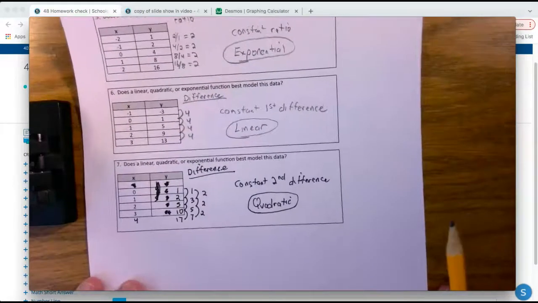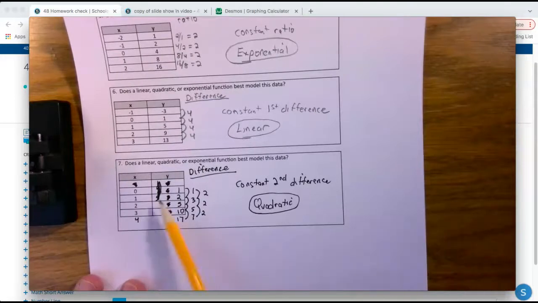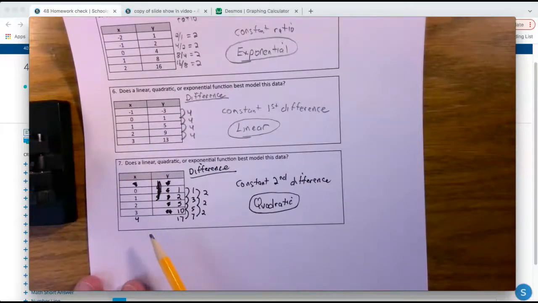All right, guys, I changed the worksheet here, so I had to change this. The worksheet should be fixed when you get it. But when I did this right here, again, the first difference, I got 1, 3, 5, 7. And the second difference was 2. So this last one is also a quadratic, a constant second difference.